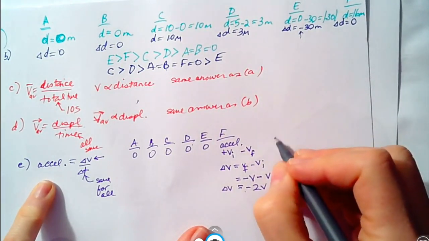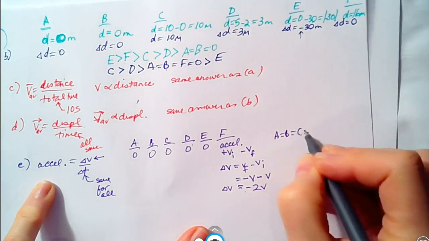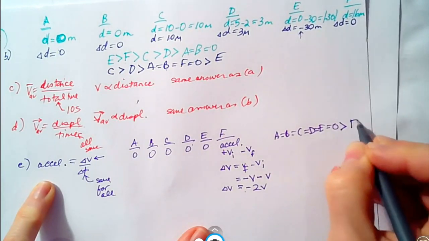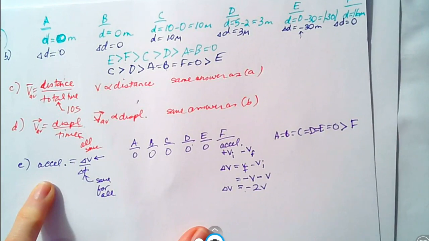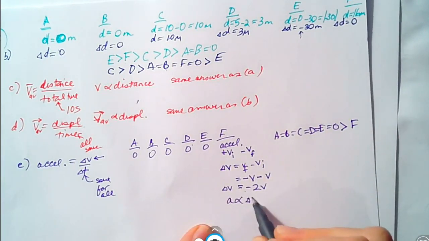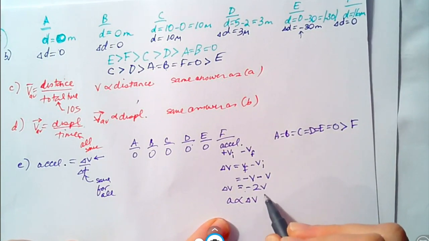That means that A equals B equals C equals D equals E. Those all equal 0, and those are all greater than the acceleration of F because F is going to be some negative acceleration because acceleration is proportional to delta V, and delta V is a negative number.